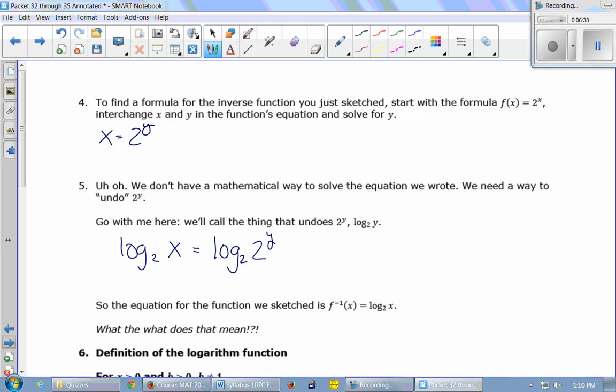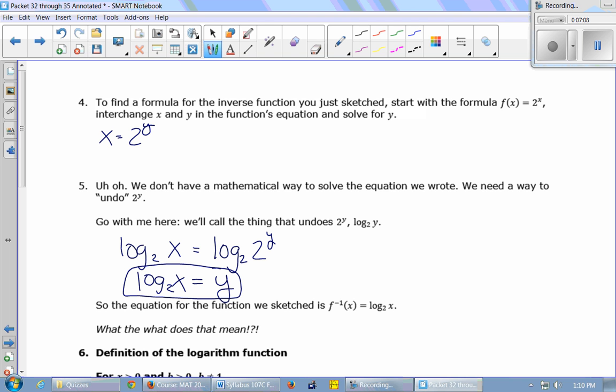So we just invented this random thing. We're calling it a log, right? We just invented it to be the thing that undoes 2 to the y. So log base 2 of 2 to the y is going to be y. And then on the left, we have log base 2 of x. So the equation for the function we sketched is f inverse of x equals log base 2 of x.